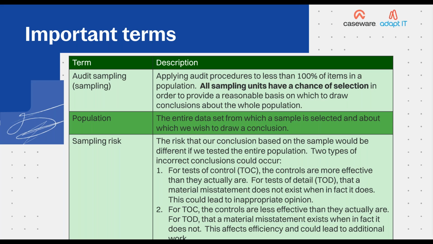And that basically means that somewhere I must have made a mistake, because if I tested the whole population, I would have gotten a different answer. Okay. There are two types of incorrect conclusions here. The one is not so bad, the other one is quite bad. So firstly, if we use test of controls and we say test of controls are more effective than they actually are, well, what does that mean?